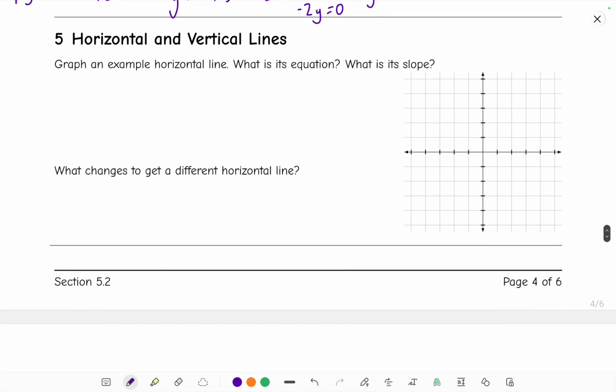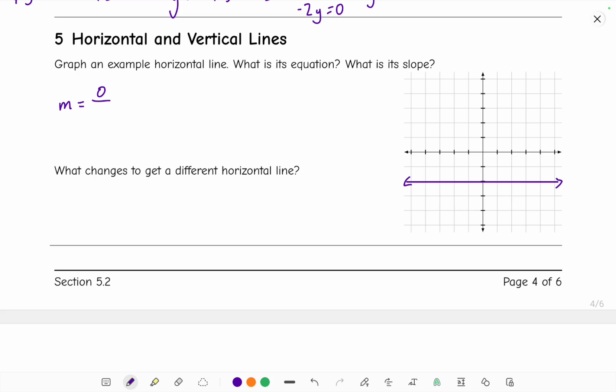Horizontal and vertical lines. Graph an example of a horizontal line. What is its equation? What is its slope? So a horizontal line, let's go down here. Before we answer what is its equation, let's think about what its slope is. So remember, slope is change in y. Well, does the y change at all on this line? No, the y is the same value everywhere on this line. So our change in y is 0.